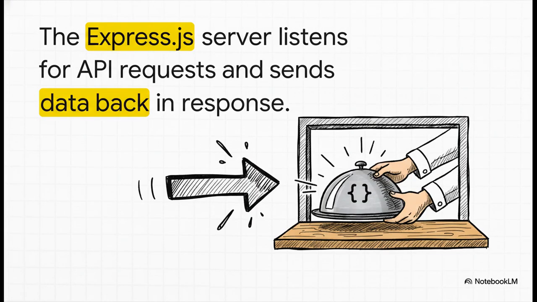And this is the other side of the phone call. The backend server running Express.js is just sitting there, listening. As soon as it hears that request come in for /api/users, it springs into action. It grabs whatever data is needed, packages it up, and sends it right back. So the kitchen got the order, cooked the meal, and now the dish is on its way to the table.